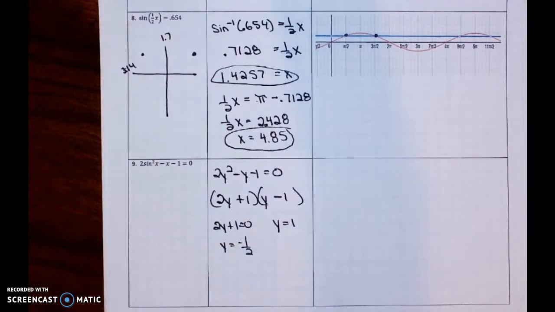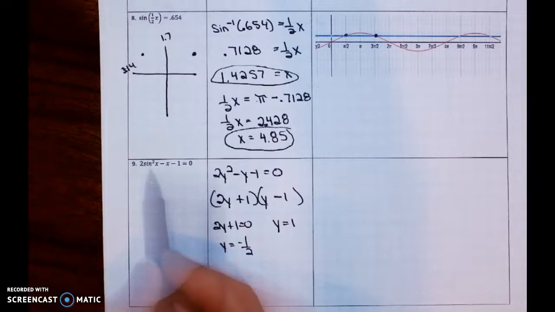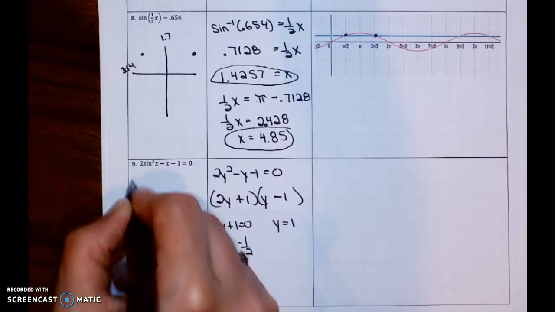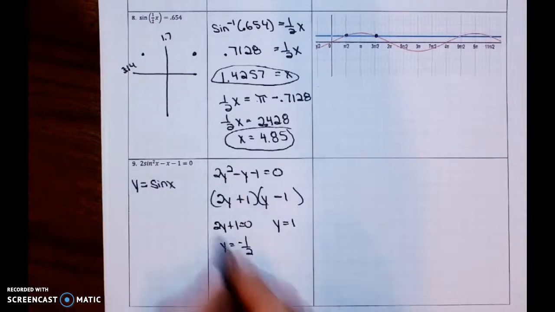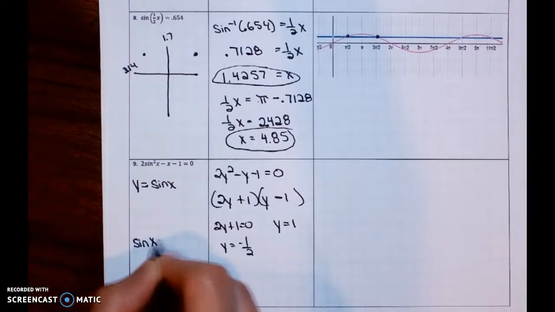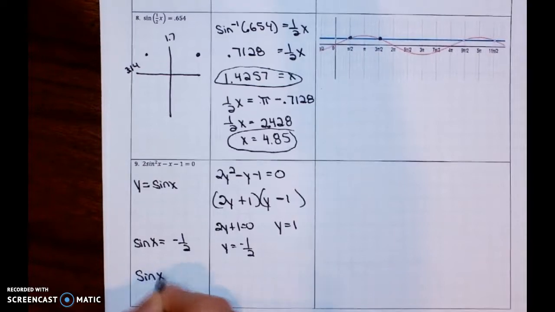We're actually going to do the same thing here. The only difference is instead of a y, we have a sine of x. So it might be easier to pretend what we've done is y is equal to the sine of x. That means when we get down here, we're really looking for when is the sine of x equal to negative 1/2, and when is the sine of x equal to 1.